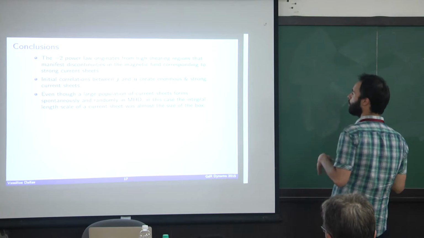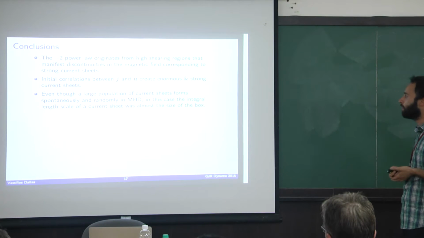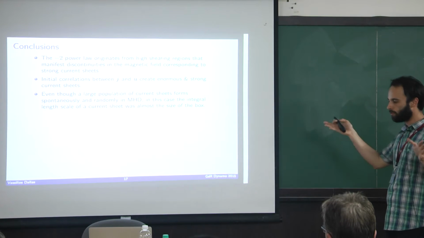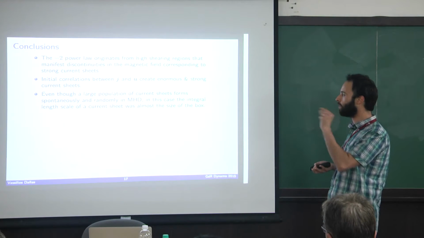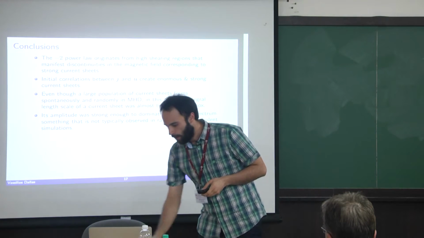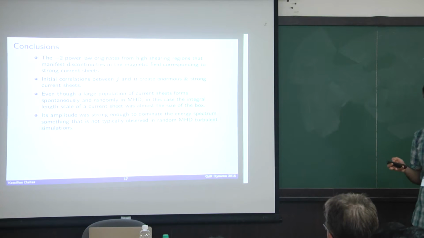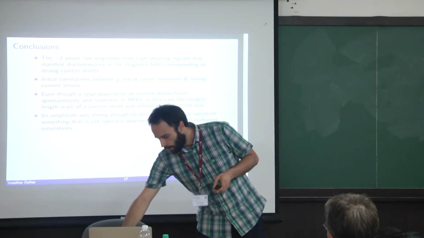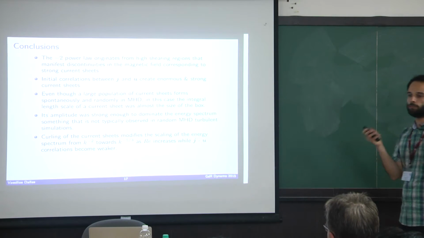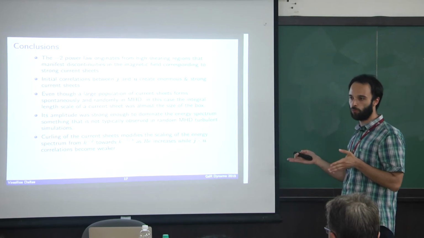So even though we observe a large population of currents spontaneously formed in MHD, in this case you had this huge current, which had an integral length scale almost the size of the box, and a thickness almost the Kolmogorov length scale. And its amplitude was strong enough to dominate the energy spectrum, as we saw. That is something that is not typically observed in MHD turbulence. And the curling of the currents seems to modify the scaling of the energy spectrum from this -2 towards the -5/3. And of course, this happens when the JU correlations become weaker.